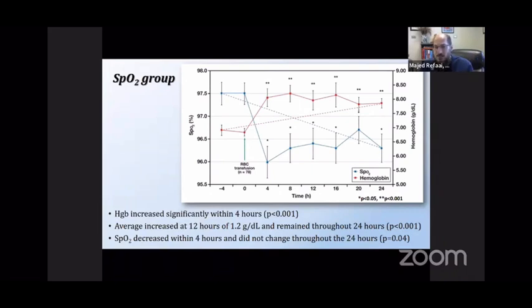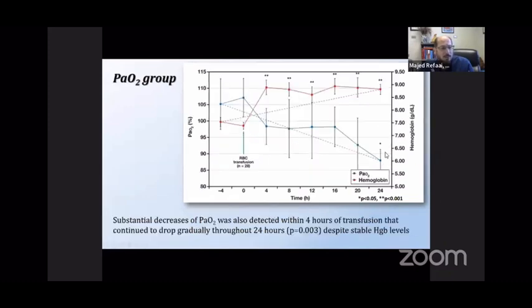And this is not only in the SpO2, but also in the PaO2, as we're going to see later on. So hemoglobin increased significantly. Average increase was up to 1.2 grams per minute for almost 24 hours. SpO2 within 4 hours did not change, and also through the 24 hours did not change. PaO2, again, as you can see here, not much different before the 4 hours. This is the time of the transfusion, and how they shifted here.